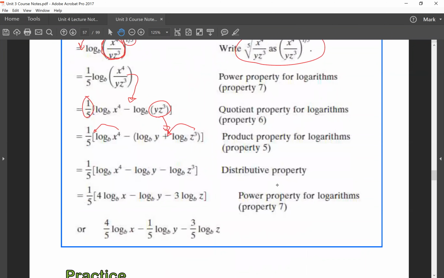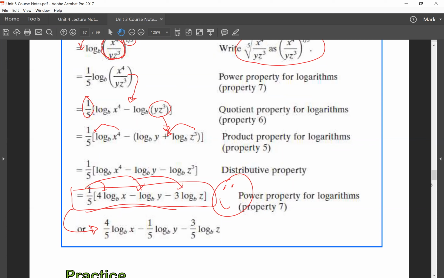I think this isn't really a step, the book isn't really doing anything. But what I did is I move the 4 in front, and I move the 3 in front. Now this is a totally good answer. Perfect answer. You could distribute the 1 over 5 in and multiply it out, but this is a perfect answer. If you're wondering where this comes from, they just multiplied each term by 1 over 5. But you don't need to do that.